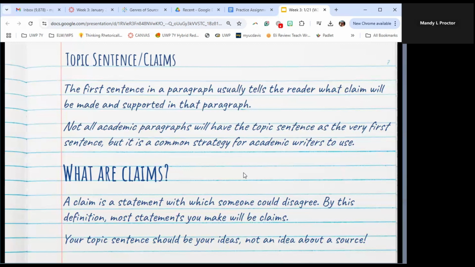Okay. And I want to make sure that your topic sentence is about your ideas. So it's not really an idea just about one particular source, right? You are looking at a variety of sources and coming up with a statement that you can make about entry level first year college students.